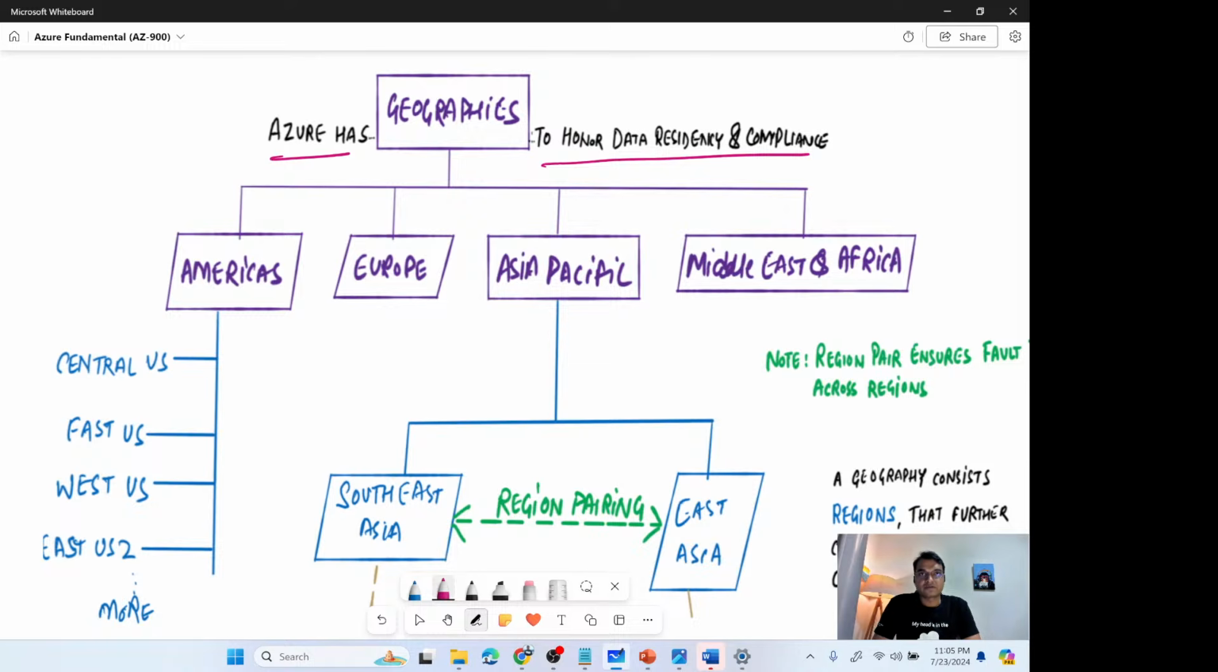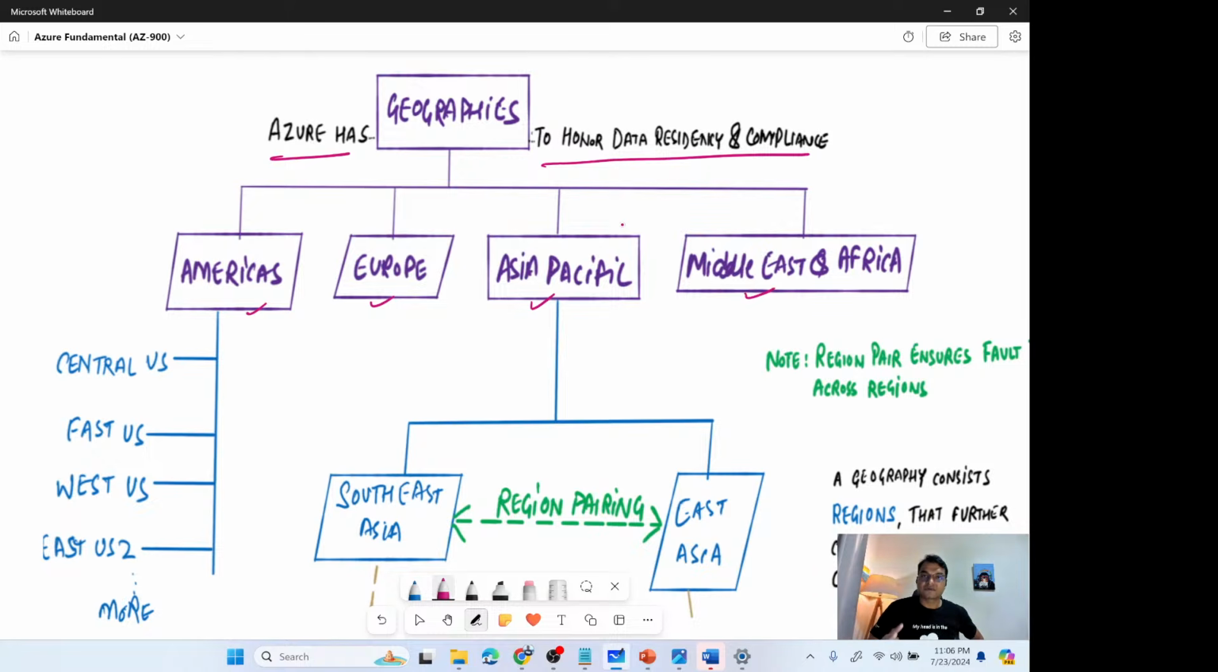Within geography, then they're divided into four. One is Americas, another one is Europe, Asia Pacific, and Middle East and Africa. So they divided that into these four geographies, because Europe would have their own regulatory or compliance requirements, and they will be different from how it is in America. That will be different from how it is in Asia Pacific, etc. So therefore, divided into four different geographies.